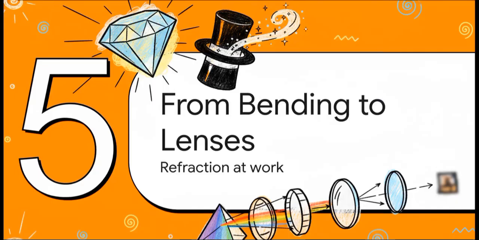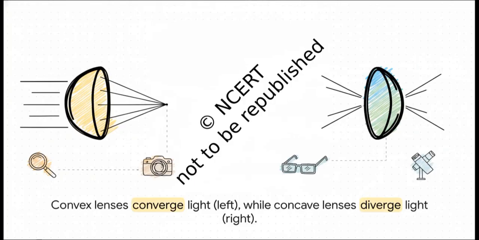Understanding this principle isn't just for explaining sparkly gems or little magic tricks. We've actually learned how to harness the power of refraction to literally change the way we see the world. We do it by shaping glass into lenses to control exactly how that light bends. A convex lens, the kind that's thicker in the middle, focuses all the light rays to a single point. That's your magnifying glass or a camera lens. Then you have a concave lens, which is thinner in the middle. It does the opposite. It spreads the light rays out.